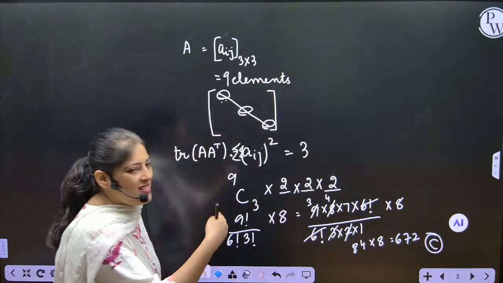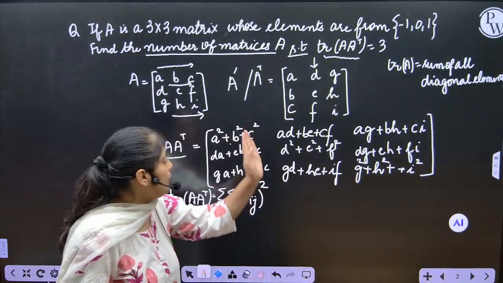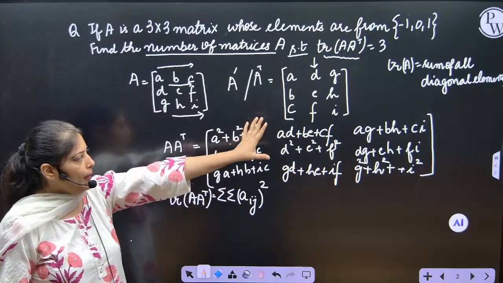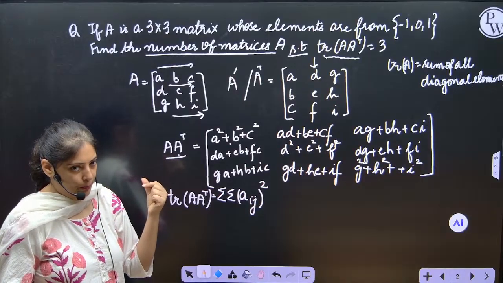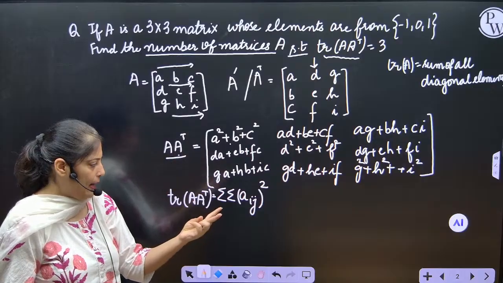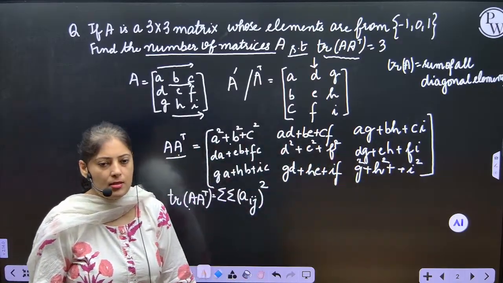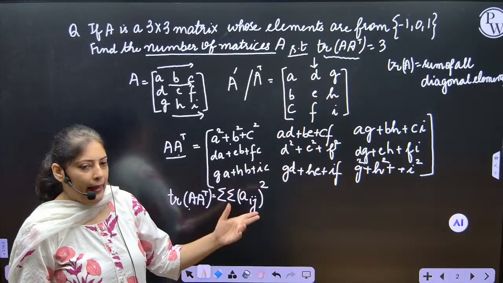Only this much. Just those things which I explained to you in the beginning, that is nothing but the property. The property is, if I multiply A and its transpose, the trace is nothing but the sum of the squares of the A_ij's.